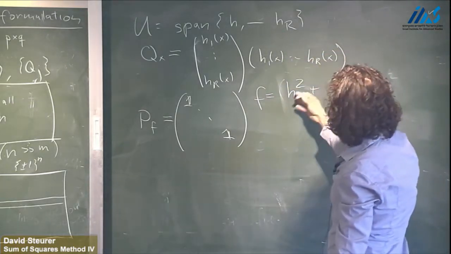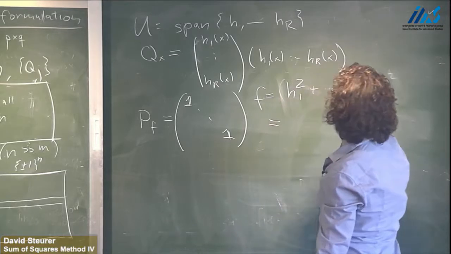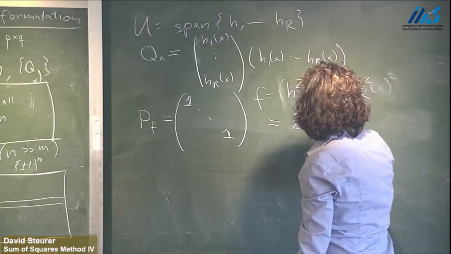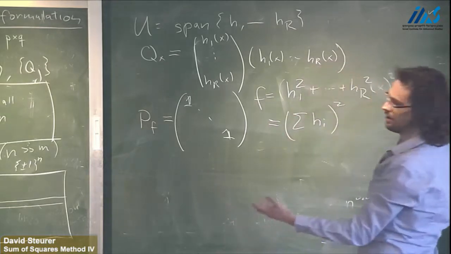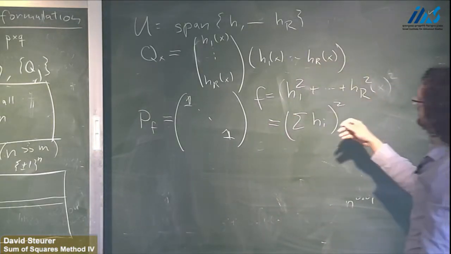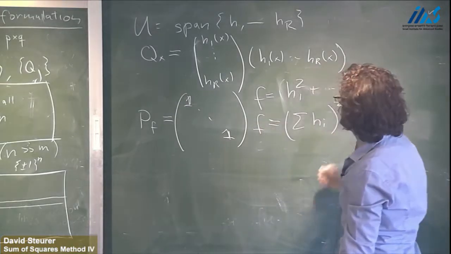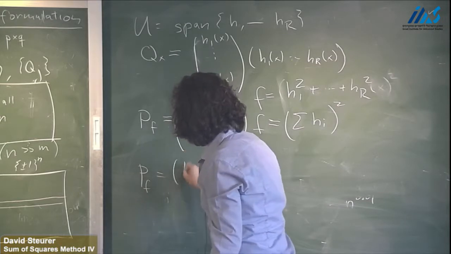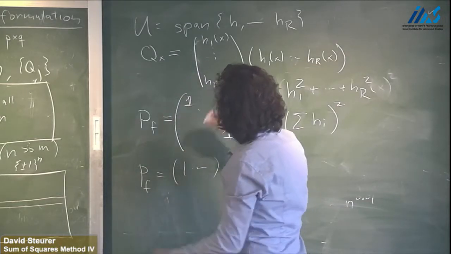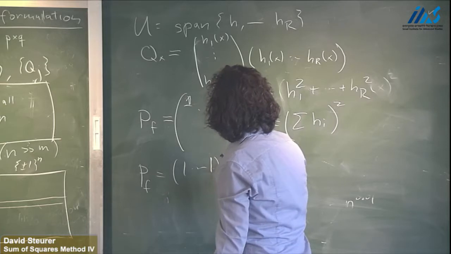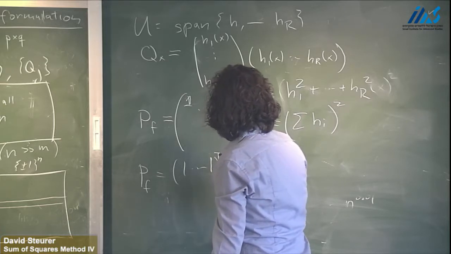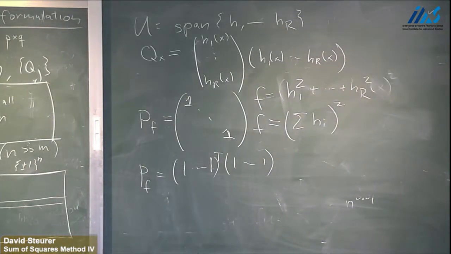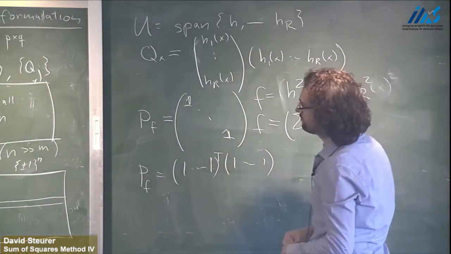And if I have some other representation, like maybe I take the sum of all the H sub i's and square the whole thing, that would be another valid representation. So some other function might look like this. Then for this function, P sub F, I would choose all ones. Yeah, the all ones matrix. Exactly.